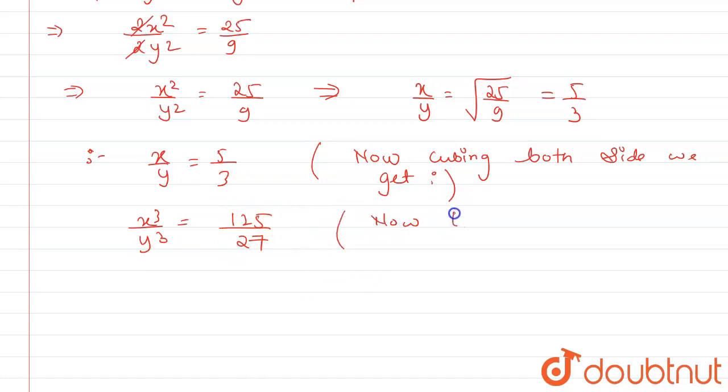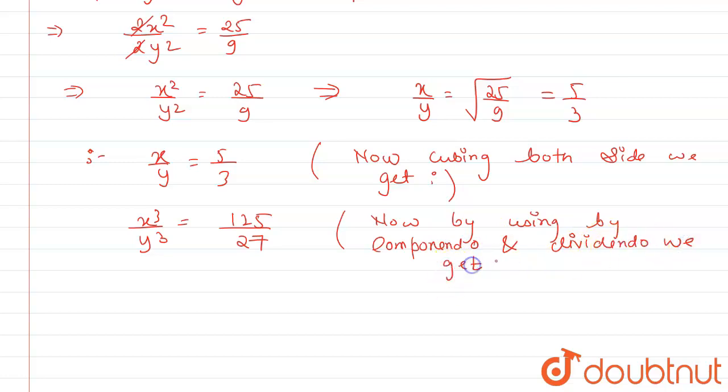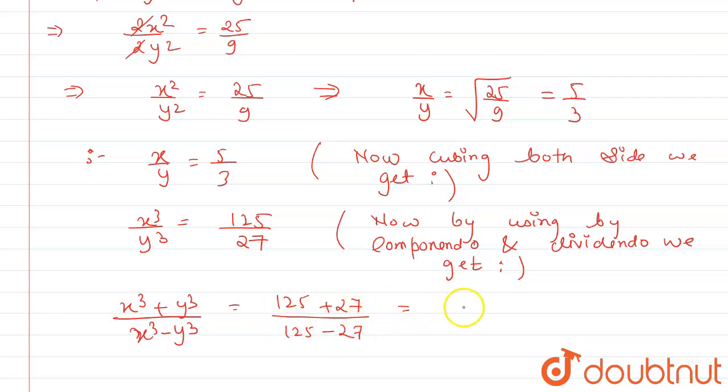Now by using componendo and dividendo, we get (x cube plus y cube) by (x cube minus y cube) is equal to (125 plus 27) by (125 minus 27). So now here we get 7 plus 5, that is 12, carry 1, 2 plus 2 is 4, 1 plus 1 is 5, so 152. Here it is subtracted, 125 minus 27.